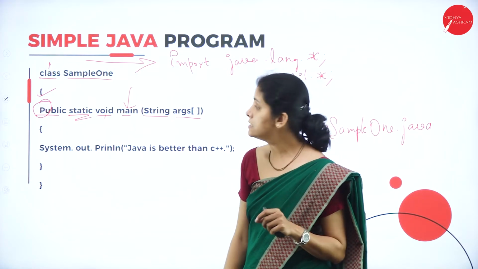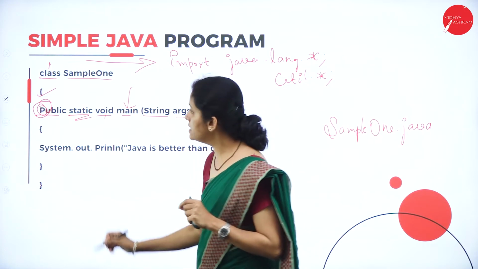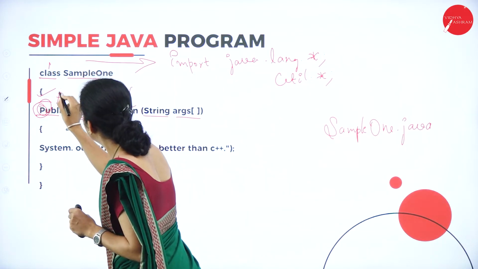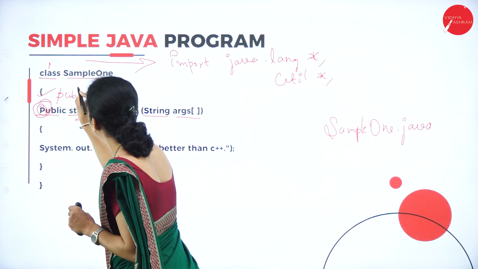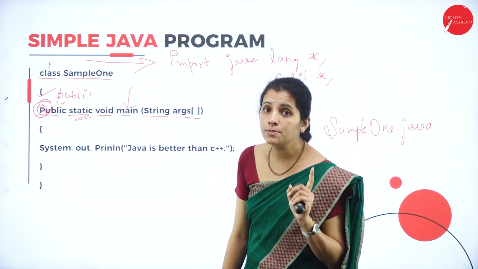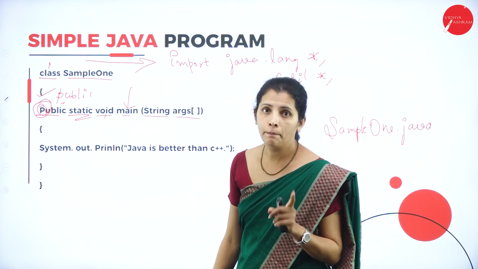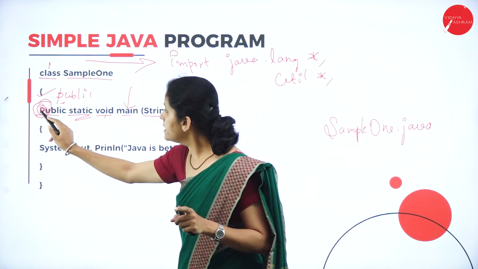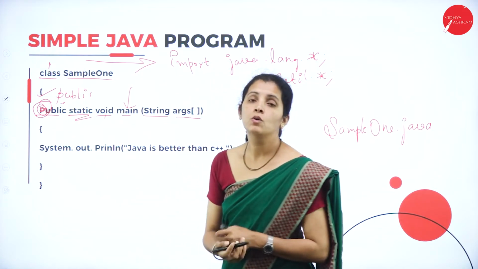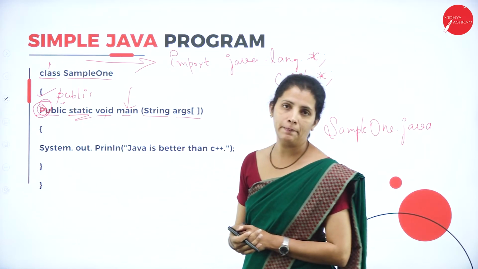For that reason, this is wrong. That means in the public keyword, P is a small letter. But what have I written? Capital letter P. So, this P is wrong. Now, what do I want to use? I want to use small letter p.